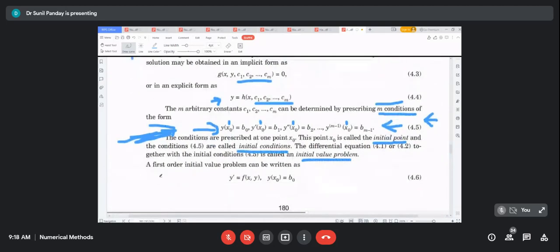Then the first order initial value problem can be formulated like this: we have y dash, because first order means a first order derivative term exists in the equation, and we have as the initial condition y at x naught equals b naught.